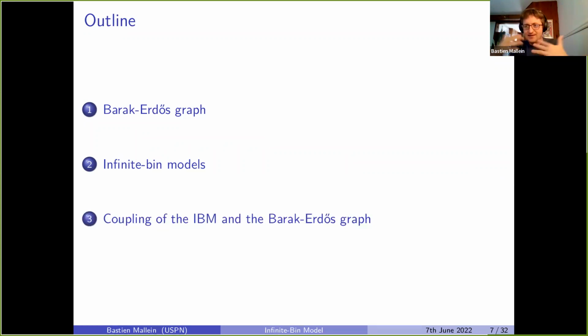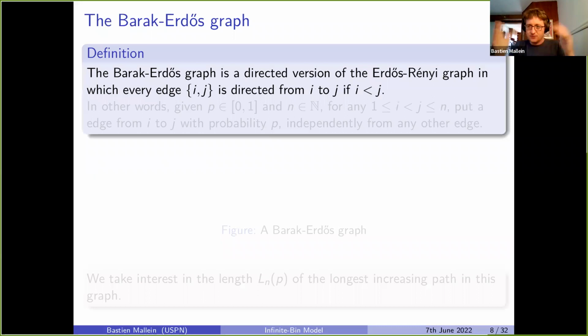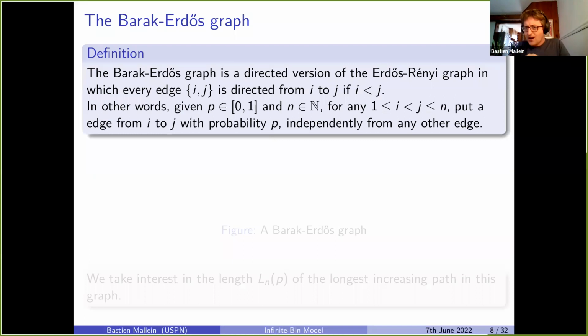And by coupling these two models, I will deduce elements on this problem of finding the length of the longest path in the Barak-Erdos graph. So, the Barak-Erdos graph, as I said, is a directed version of the Erdos-Rényi graph, where you have a set of vertices, which is the integers between 1 and n. And for every pair i, j, you add an edge from i to j with probability p, independently of any other edge. So every time the edges are oriented in the increasing order of the vertices.